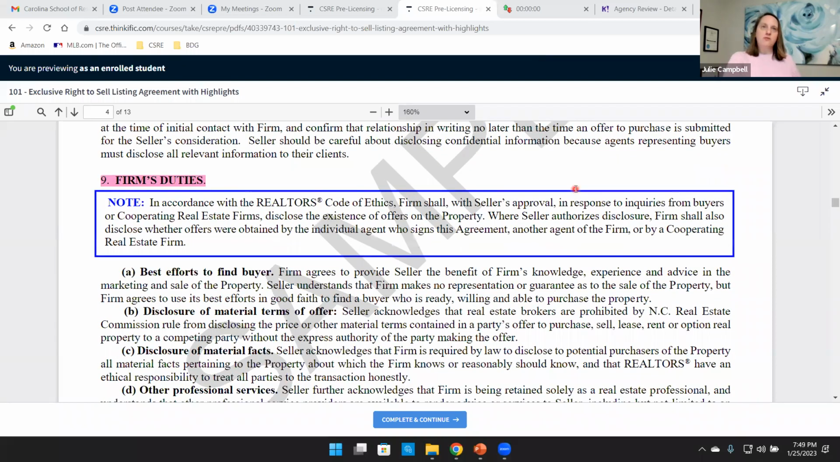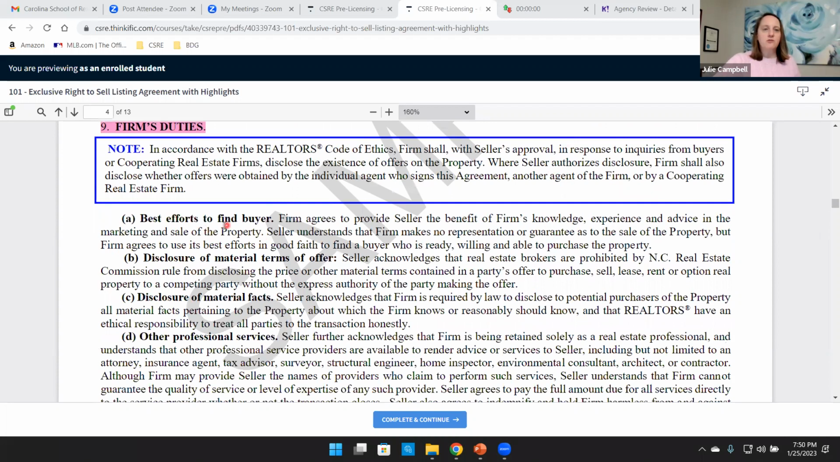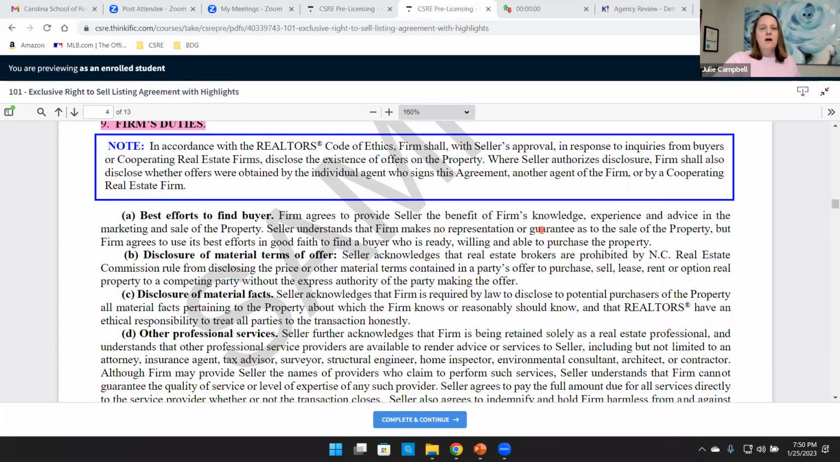Then we get into the firm's duties. These agency agreements are a two-way street. Both parties have duties and responsibilities to each other. And we need to spell out what those duties and responsibilities are. So first off, we have the firm's duties. What's the firm's biggest responsibility? We're going to do what we can to find you a buyer. That's why you hired me, right?